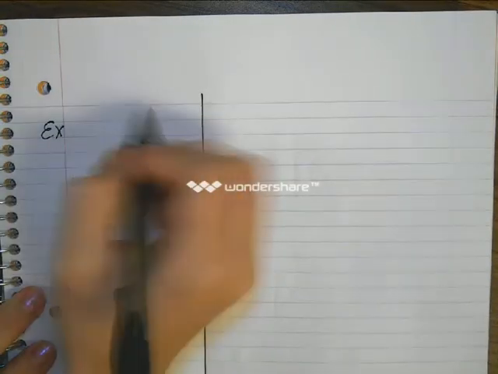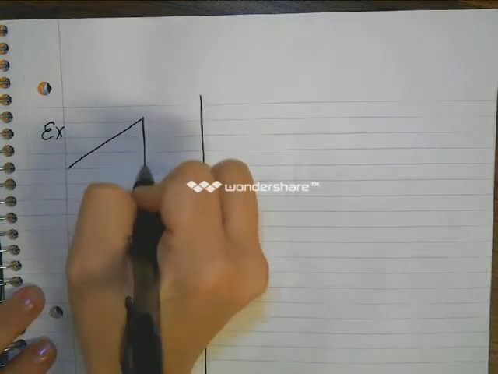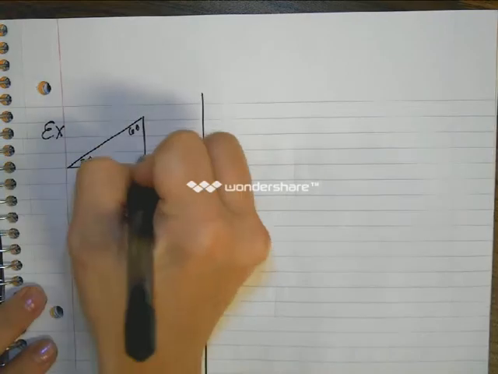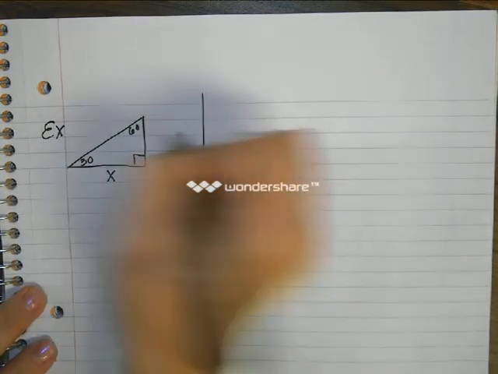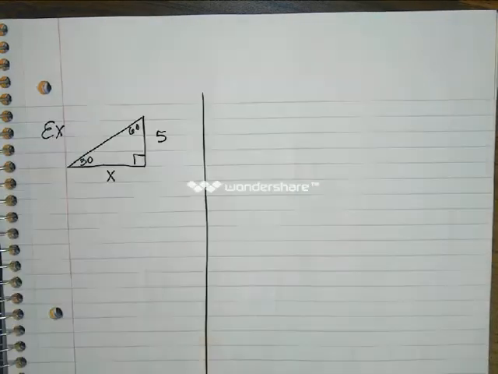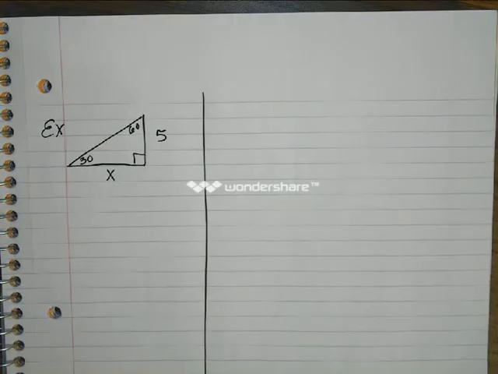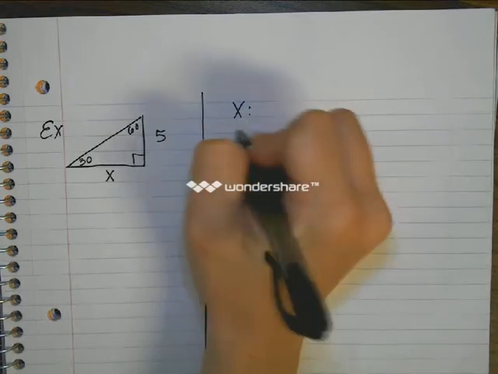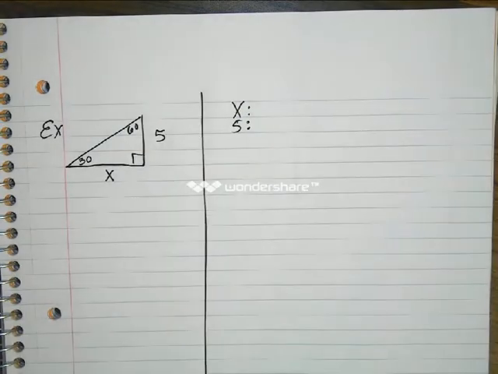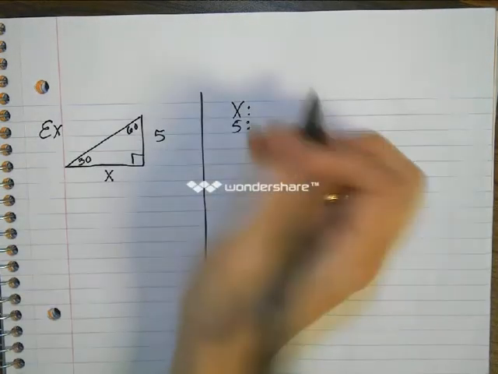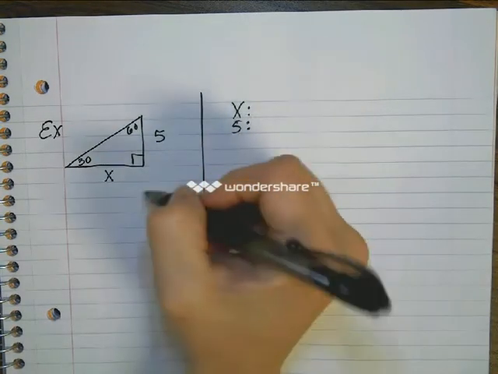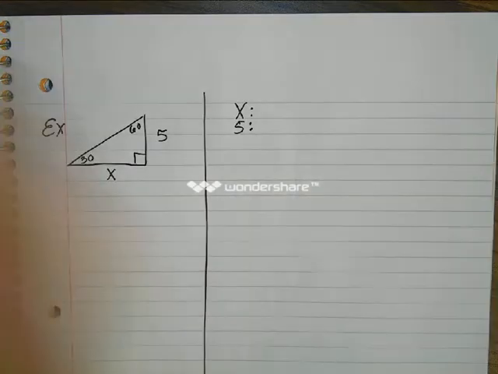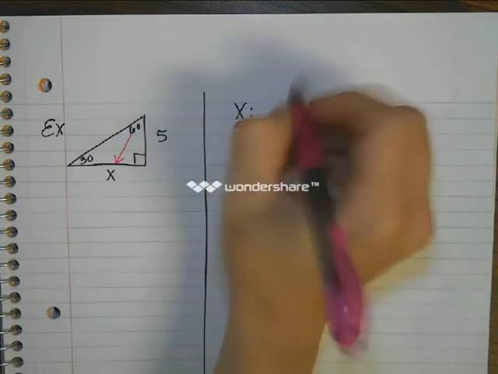So here's a perfect example of the 30-degree angle not being on top. Okay? I have x and a 5. First you need to identify them. What parts are they? Is it the short side, is it the long side, or is it the hypotenuse? Now if you look at the x, it is across from the 60-degree angle. That makes it the long side. And if you look at the 5, it's across from the 30-degree angle, so that makes it the short side.